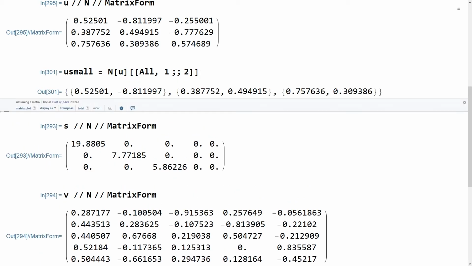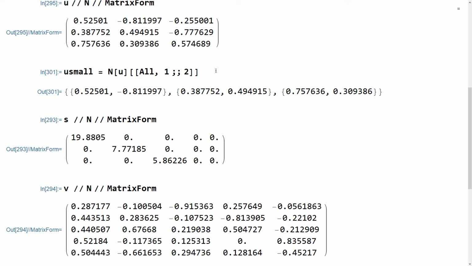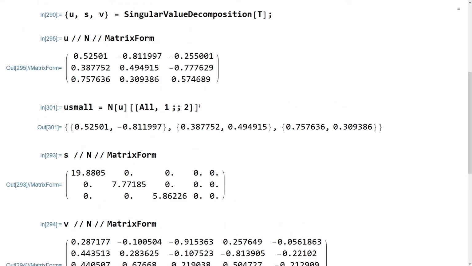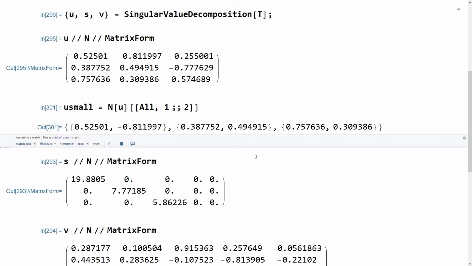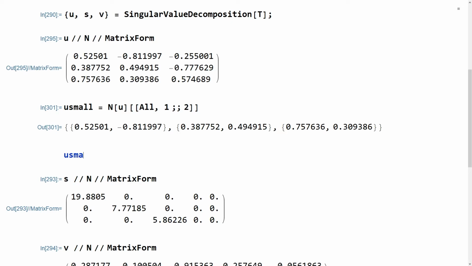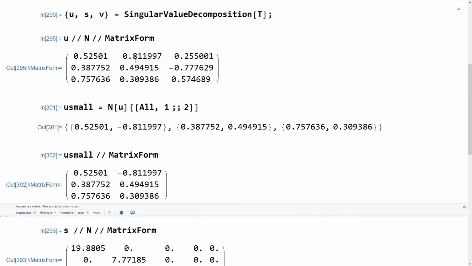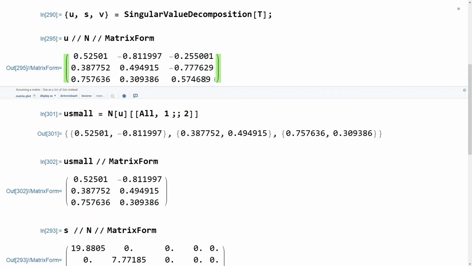If I look at that and put this into matrix form, well, I don't want to put it in matrix form in the definition, because that'll define it with matrix form in it and I'll get a bunch of errors later. So this thing in matrix form: I've just thrown away the third column.